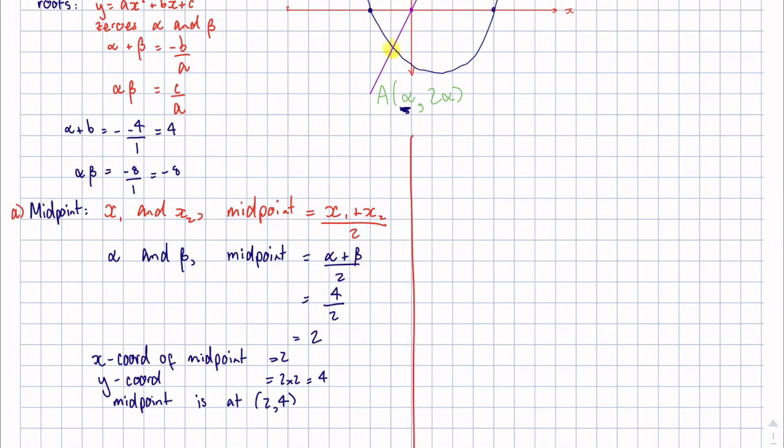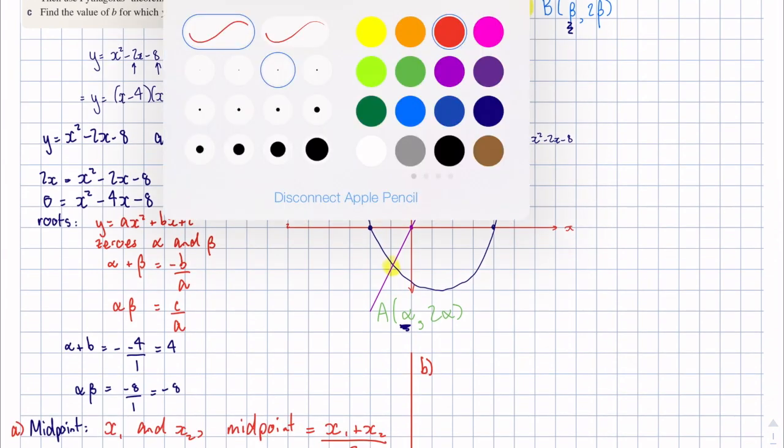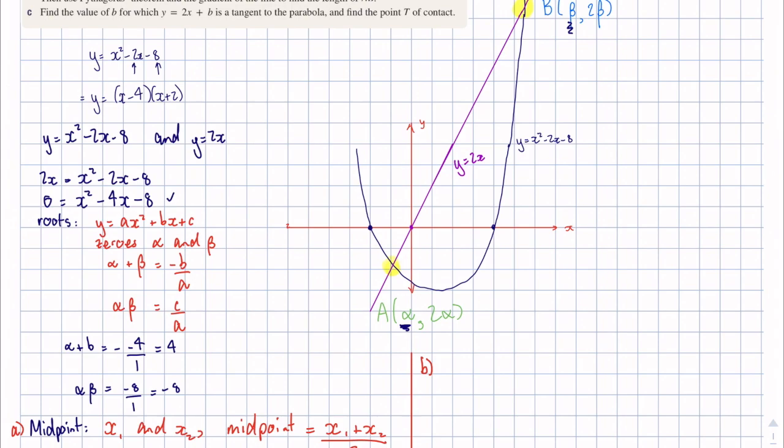Now let's have a look at parts B and C. Use the identity. Ooh, that's a handy one. I didn't actually know that, but they've told us that. So alpha take beta squared equals alpha plus beta squared take 4 alpha beta. Now I don't know alpha take beta, but I do know alpha plus beta because I know it's 4 squared minus 4 times alpha times beta, which is negative 8. So I've got 16 plus 32, which gives me 48. So that's alpha take beta squared.